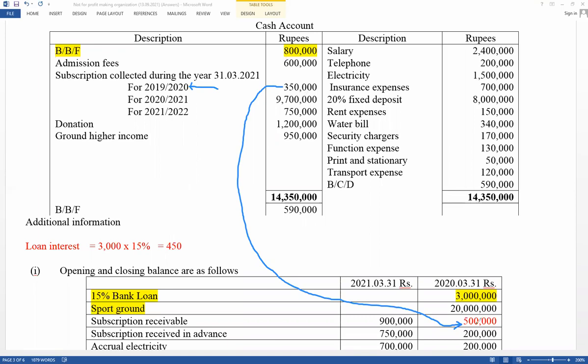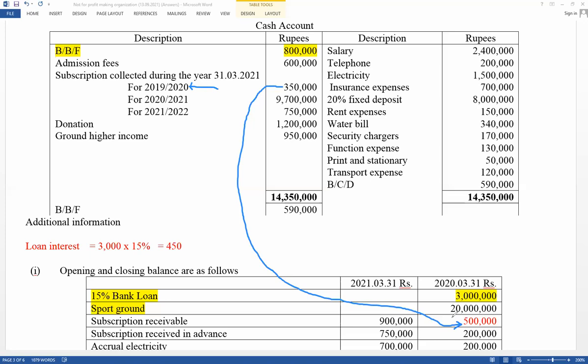Therefore, the receivable amount is 500, but the amount received for last year is 350. The balance part was not received, so it is written off. The difference value of the subscription is written off. Therefore, 500,000 minus 350, subscription written off equals 150.